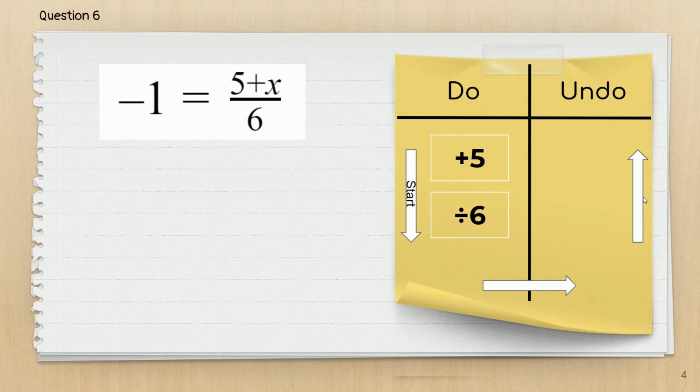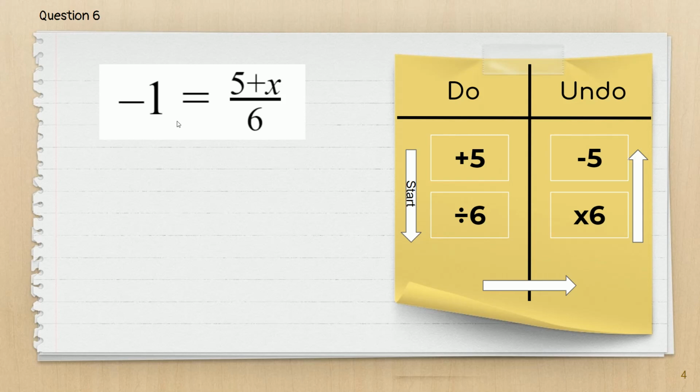On the undo side, we have to use our inverse operations. So the opposite of plus 5 is minus 5, and the opposite of dividing by 6 is multiplying by 6. Once we have our inverse operations on the chart, we need to then solve the problem in the reverse order. So we're starting from the bottom and going up. And we're going to be doing that to the negative 1.